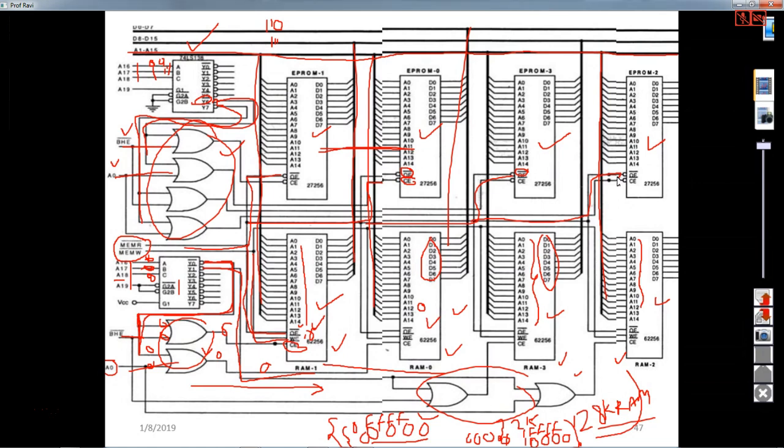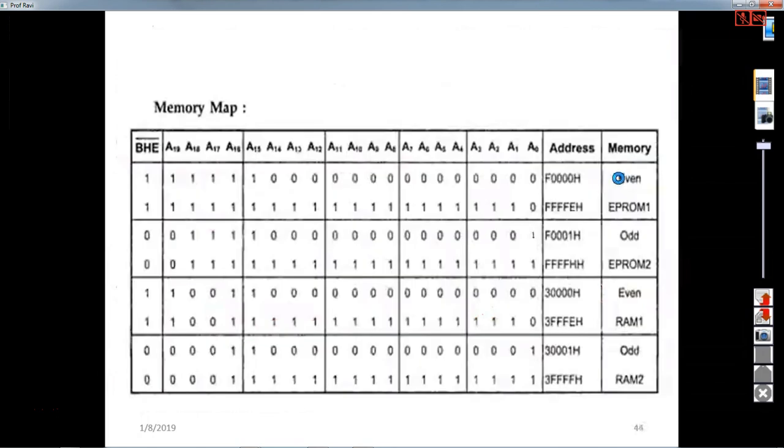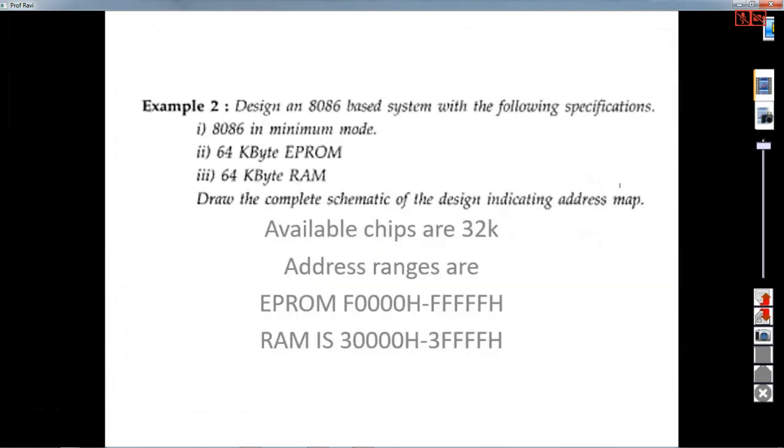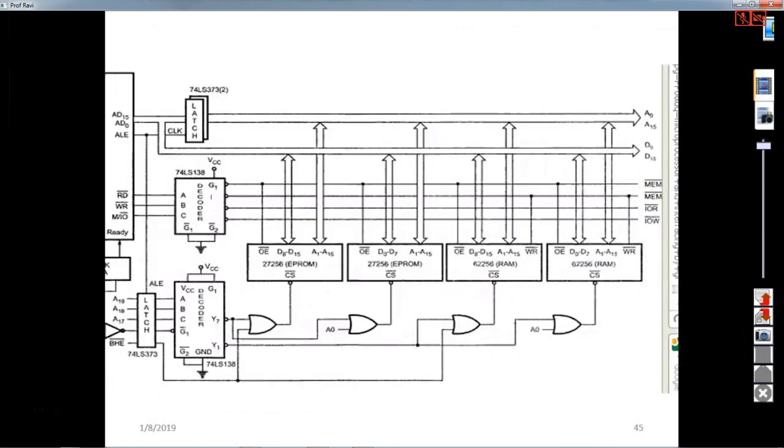So you can interface your RAM and EEPROM to the 8086 processor system. In detail, similar to the previous example which I have shown you, you can have a decoder for your RAM and ROM, or otherwise you can use Y1 for your lower RAM and Y7.